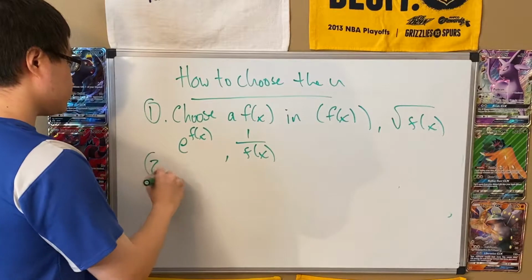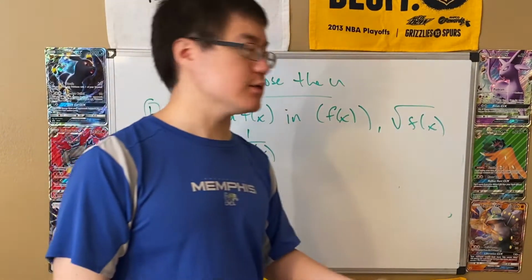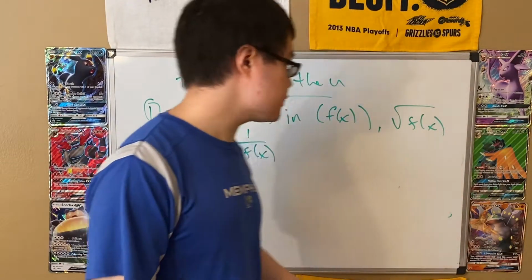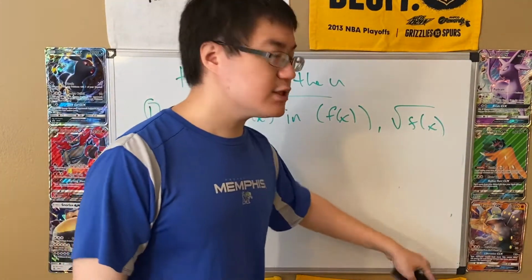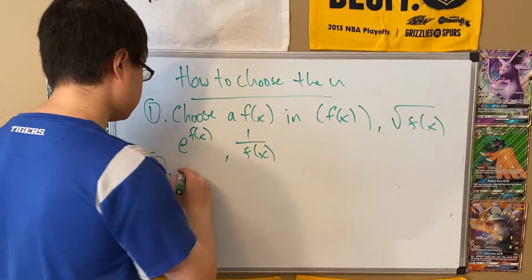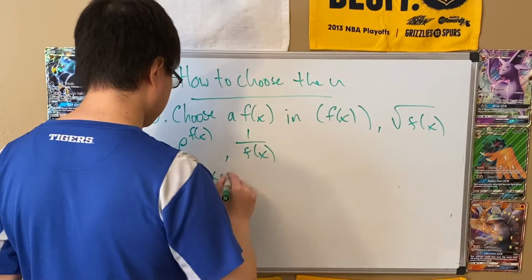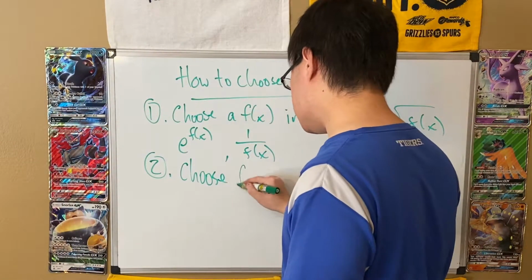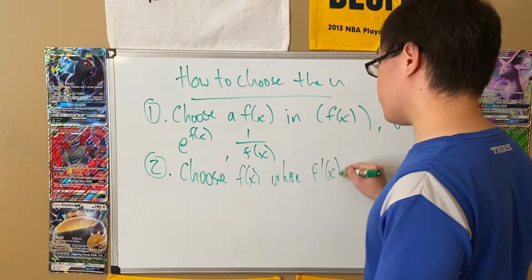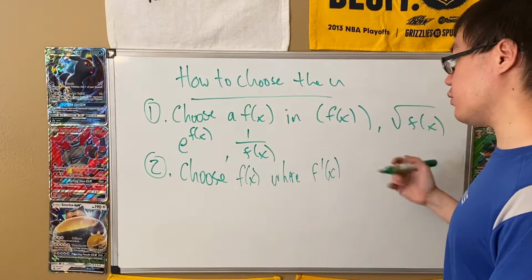But sometimes it's a little bit trickier because sometimes you have multiple things in parentheses, or sometimes it's not as obvious what the inside function is. So what I say is choose a function whose derivative is also in the question, up to a constant. This is the sentence that I'm going to be talking about a lot. We're choosing an f of x where f prime of x, meaning the derivative of f of x, is in the question as well.